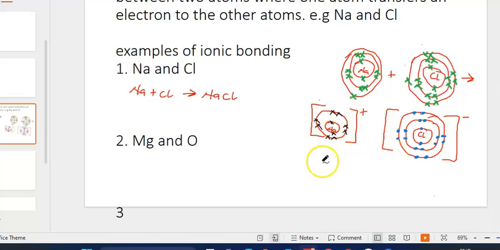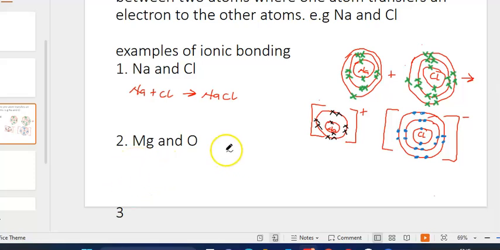So after losing one electron, sodium is going to be stable. After gaining one electron, chlorine is going to be stable. So this type of bonding is what we call the ionic bonding. Equally here, it is going to be the same.